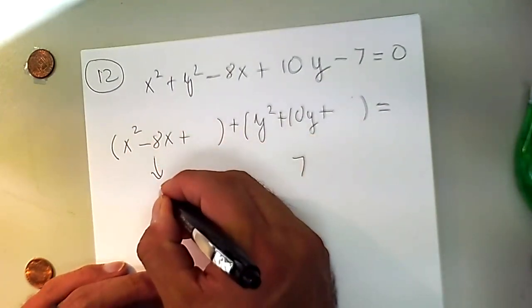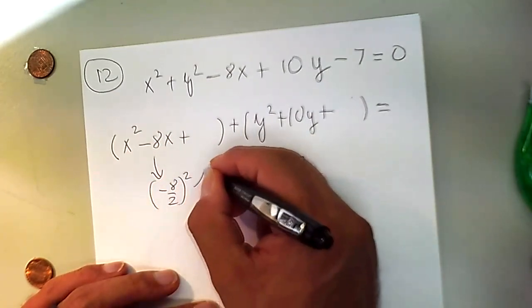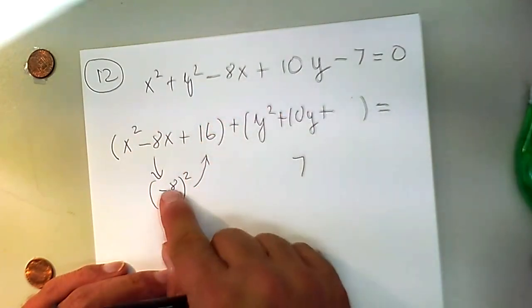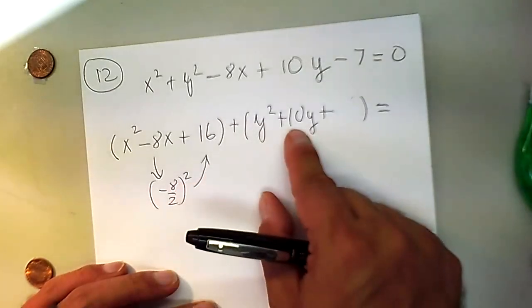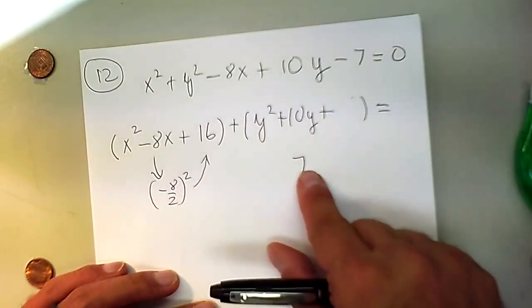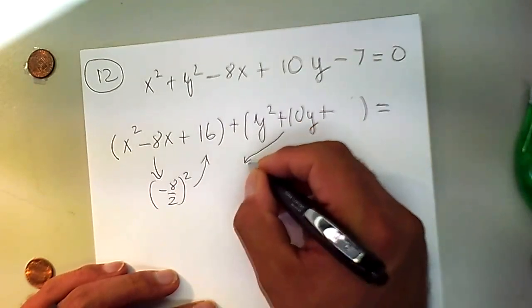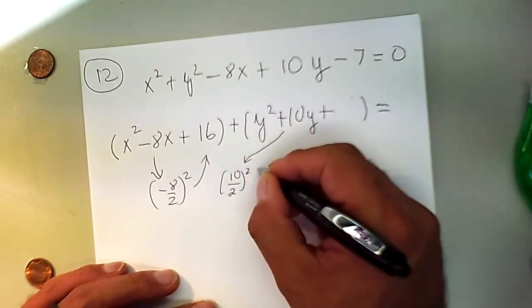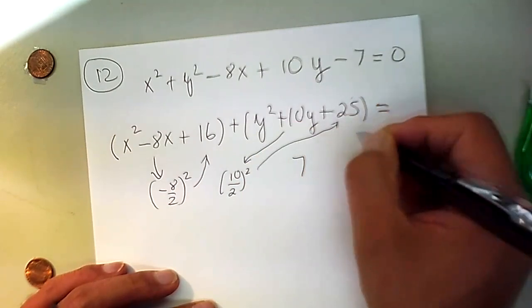Half the negative 8, square it, and that's the number that goes here. So that is going to be 16. Negative 4 squared is 16. Same thing there. I'm going to bump into the 7 if I draw my picture, but let me do it over here. Take the 10, half it, square it, and put it there. So that is going to be 25.